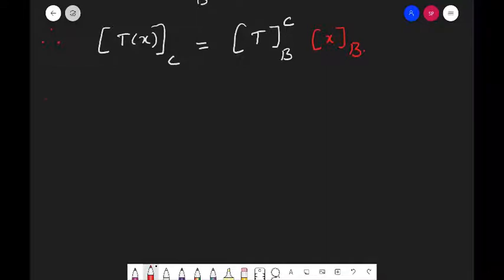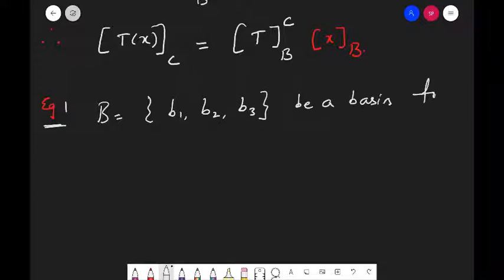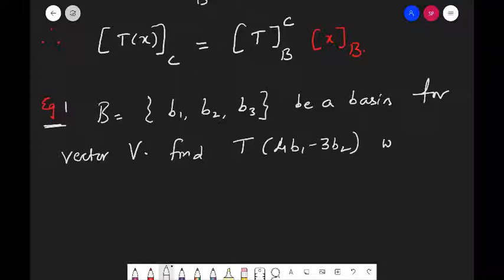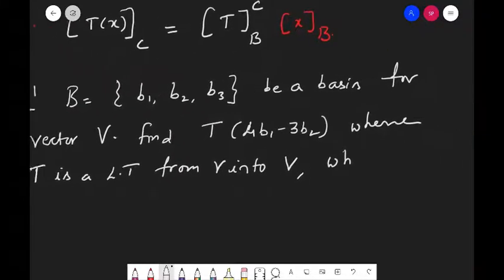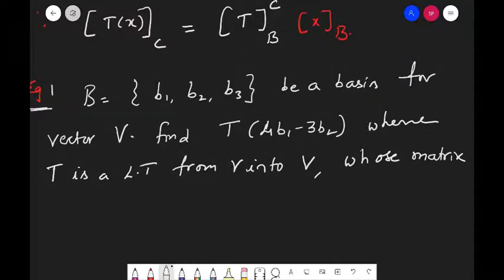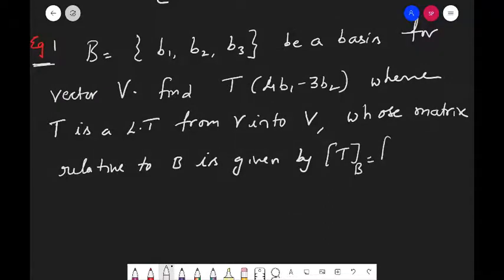Example 1. Here it is given B is equal to the set containing B1, B2, B3, a basis for the vector space V. Then find T of 4B1 minus 3B2, where T is a linear transformation from V into V itself, whose matrix relative to B is given by: the coordinate matrix of T relative to basis B is 0, 0, 1, 2, 1, minus 2, 1, 3, 1.